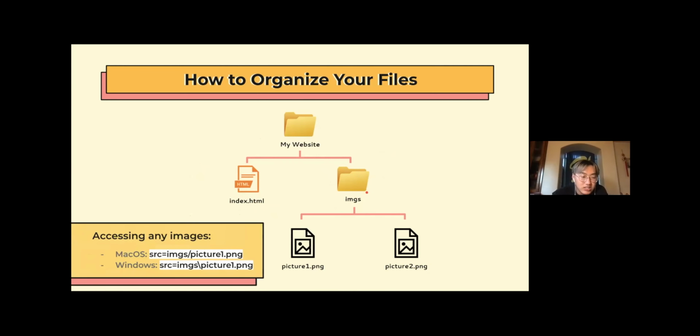So the source attribute, the link or the path, is going to be pretty consistent because we're going to put all our images in this images folder, right? So accessing any image on macOS is src equals images slash picture1, picture2, picture3 dot png or jpeg. And on Windows it's src equals images backslash picture1.png, picture2, picture3, and so on.